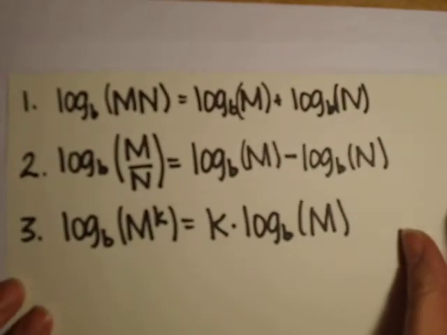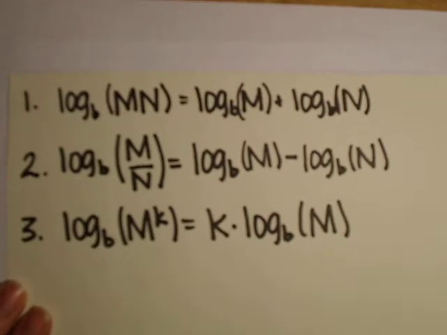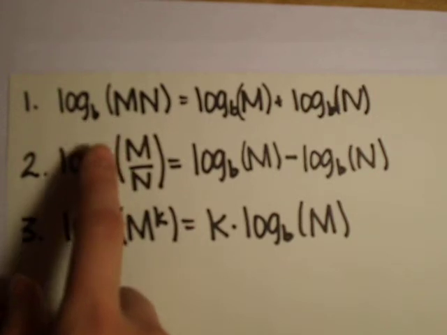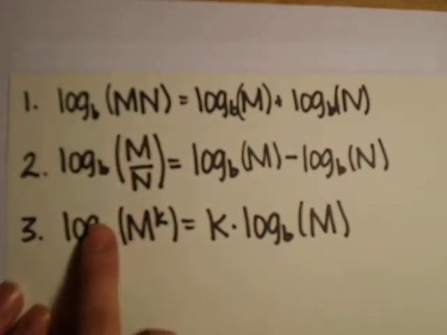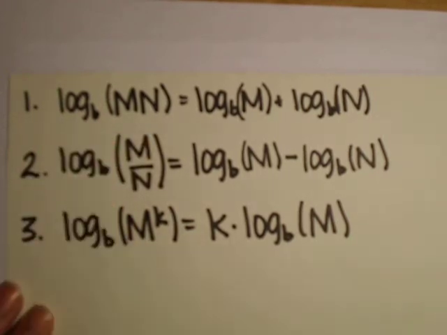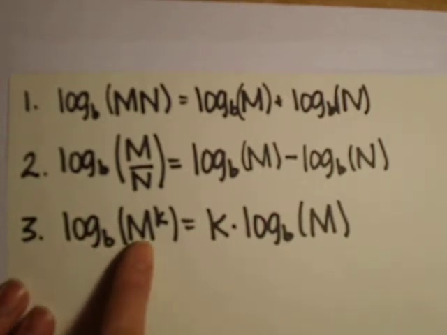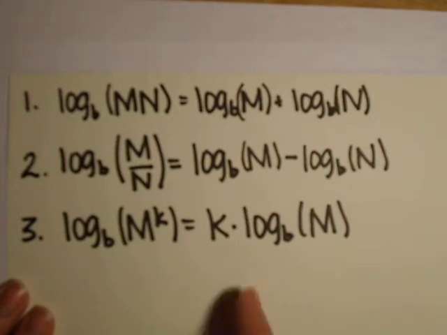Rule number 1. Log base b of m times n equals log base b of m plus log base b of n. This is similar to multiplying terms that have exponents using a like base. The second rule, log base b of m divided by n equals log base b of m minus log base b of n. Similarly to dividing variables with exponents. Next, log base b of m raised to the k equals k times log base b of m.